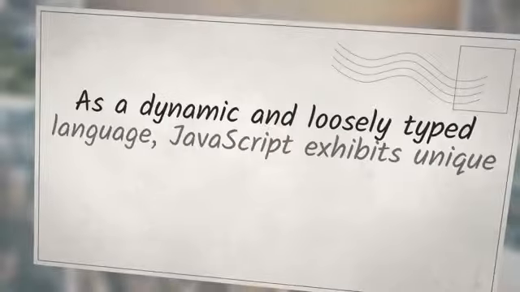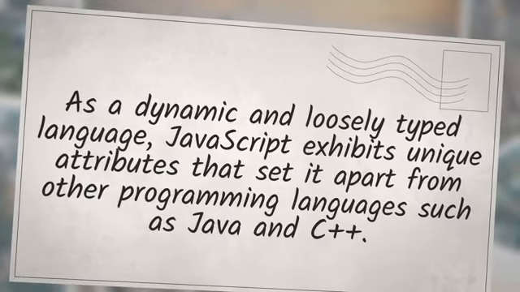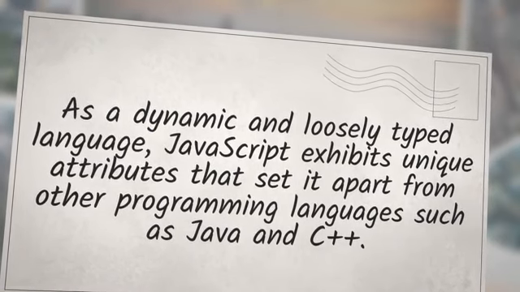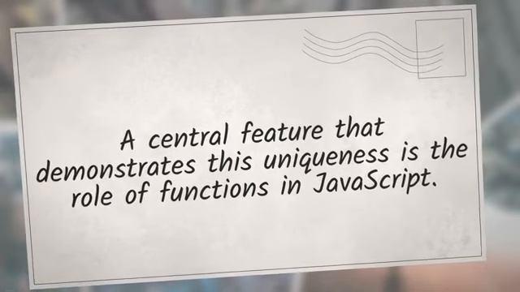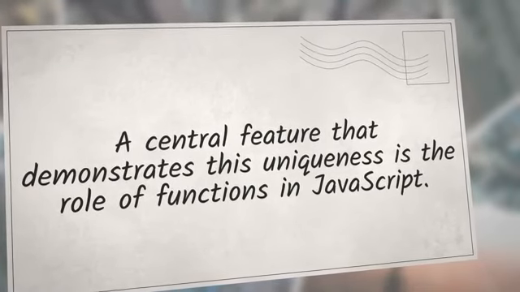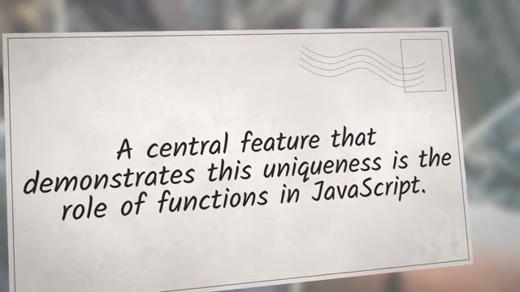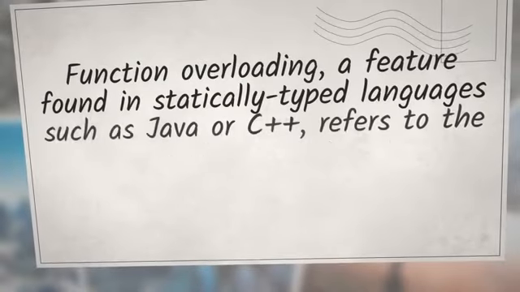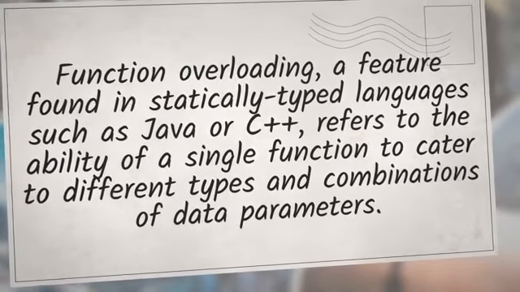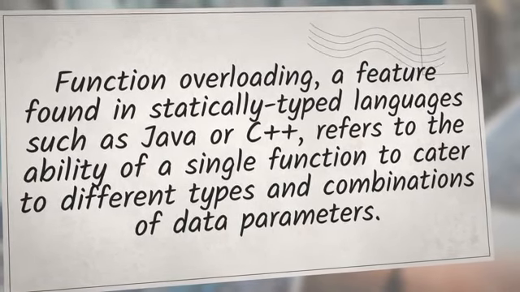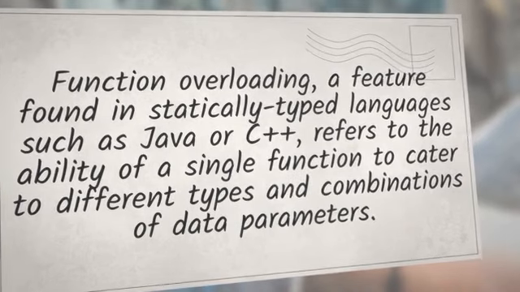As a dynamic and loosely typed language, JavaScript exhibits unique attributes that set it apart from other programming languages such as Java and C++. A central feature that demonstrates this uniqueness is the role of functions in JavaScript. This characteristic is not only pivotal to the overall structure of JavaScript, but also differentiates it from its statically typed counterparts. Function overloading, a feature found in statically typed languages such as Java or C++, refers to the ability of a single function to cater to different types and combinations of data parameters.